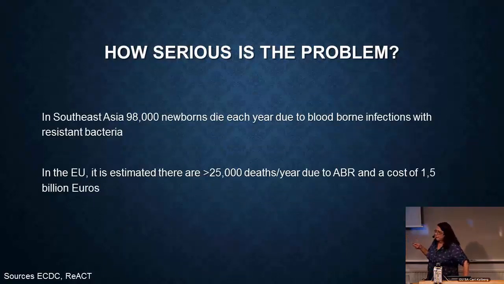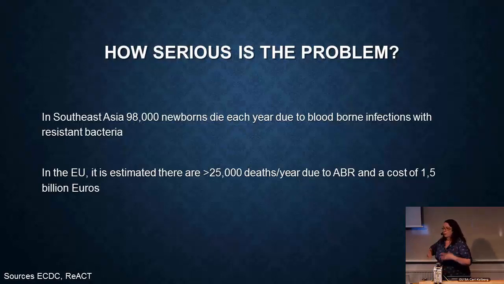If we look in different areas, it's different in different parts of the world. For example, in Southeast Asia, it's estimated that 98,000 newborns die each year due to blood-borne infections with resistant bacteria. In the EU, it's estimated there's more than 25,000 deaths per year due to antibiotic resistance, leading also not only to deaths, but a cost of 1.5 billion euros. So it has a huge economic impact as well.